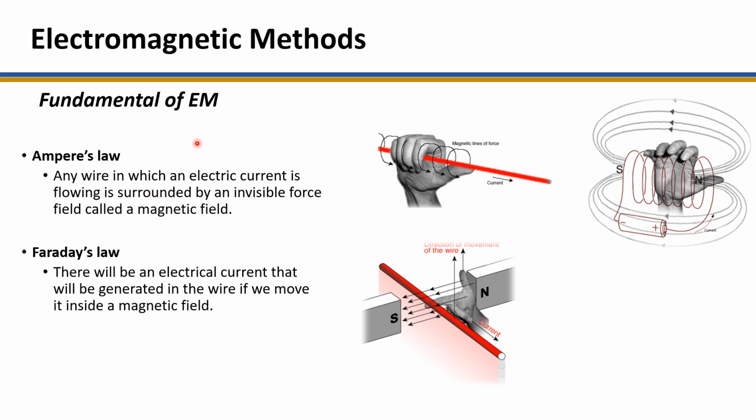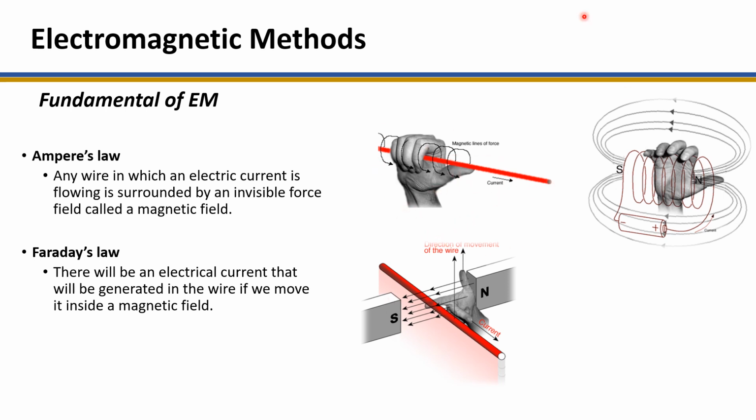Ampere's law can be explained in this simple illustration, which states that the magnetic field around a current carrying wire is proportional to the current flowing through the wire. The direction of the magnetic field around a current carrying wire is determined by the right hand rule. If you curl your right hand around the wire with your thumb pointing in the direction of the current, the fingers of your hand will point in the direction of the magnetic field.